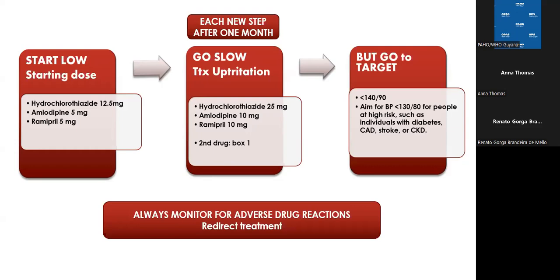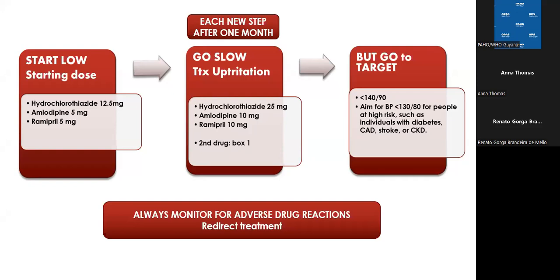Independently of the treatment choice, start with a low dose of hydrochlorothiazide, 12.5 milligrams, half a pill, amlodipine, 5 milligrams, ramipril, 5 milligrams, and go slow. Treatment uptitration must respect at least a 1 month interval between those uptitrations.